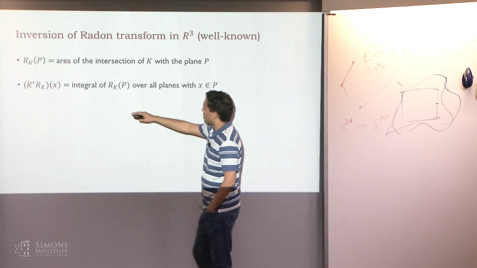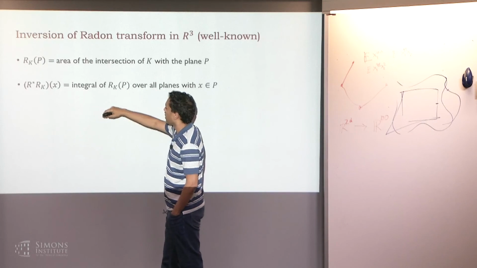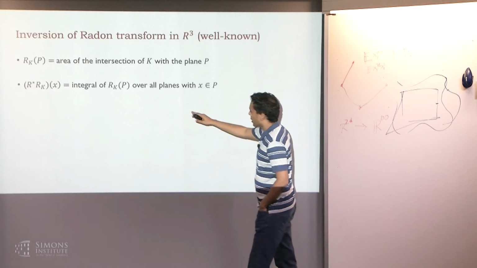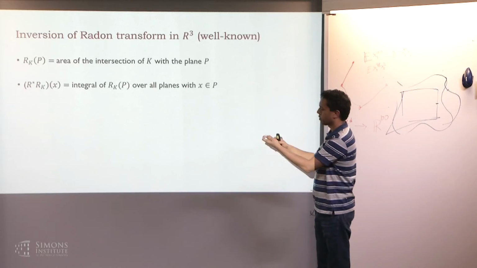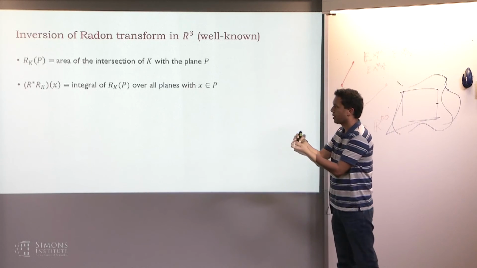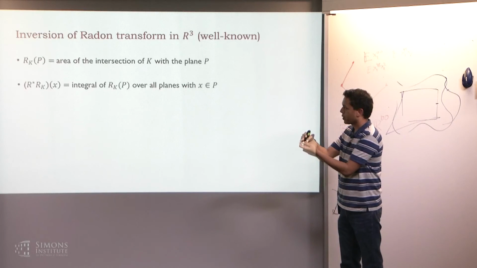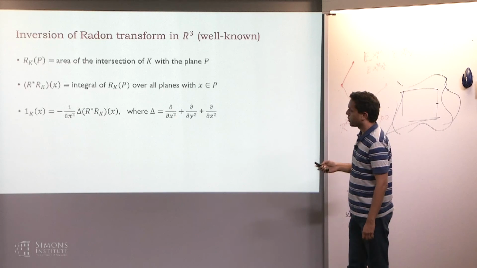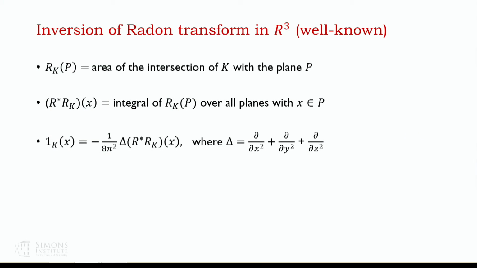And then we can define what is called the dual Radon transform. This is a function of points in the space, and it is a very natural thing. At any point X, you take all planes that pass through it, take the value of the Radon transform there, and integrate it. Then we can reconstruct the body with this very simple formula. Once you have this dual Radon transform, we apply the Laplacian operator, and that magically gives the indicator function of the convex body K.